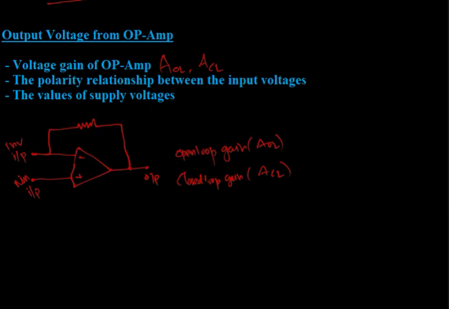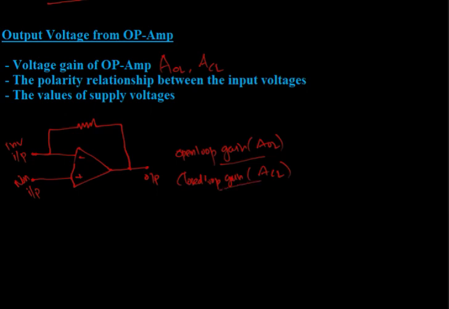The voltage gain of an operational amplifier determines the output voltage from an op amp. If there is no feedback, the output voltage will be maximum, and when feedback is applied, the output voltage will be reduced. The gain without feedback, which provides the maximum possible voltage gain, is called open loop gain. And the voltage gain when feedback is applied is called closed loop gain.